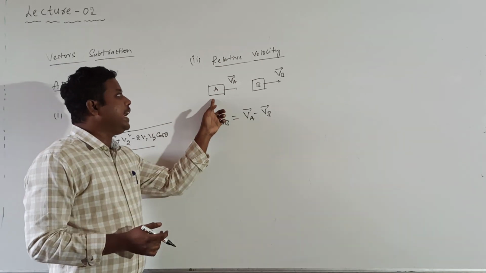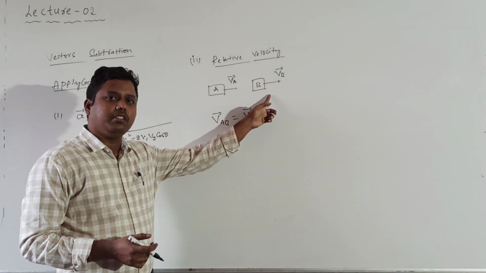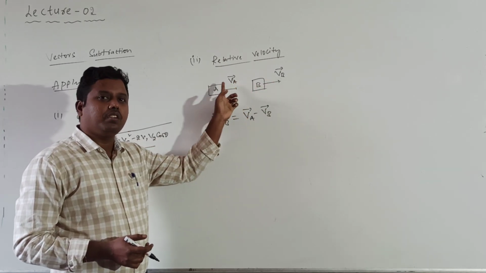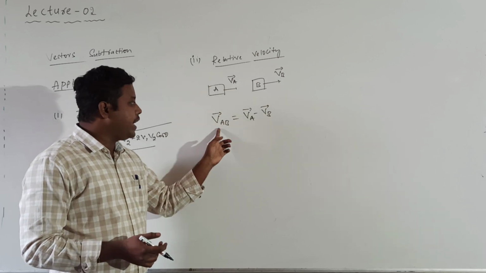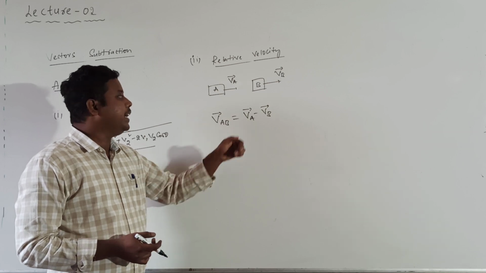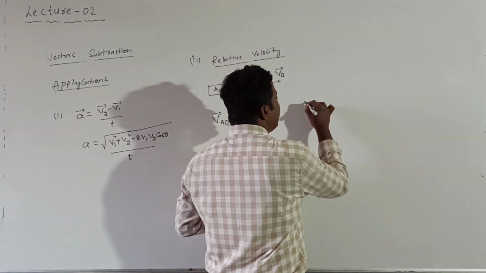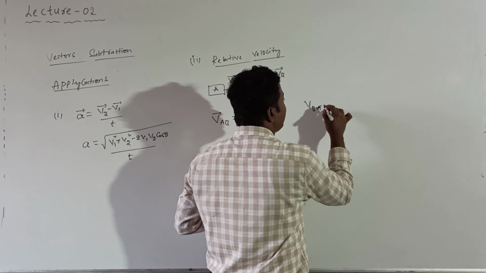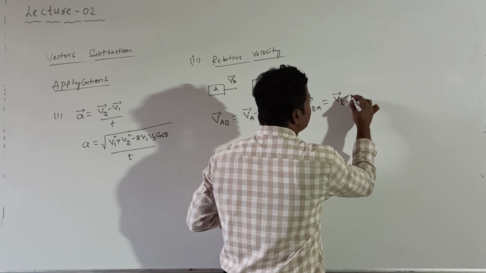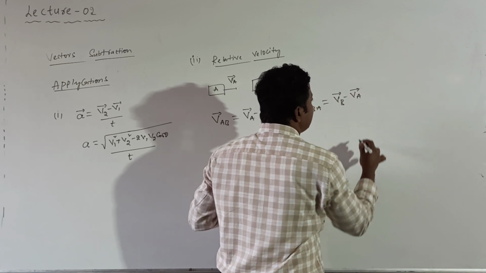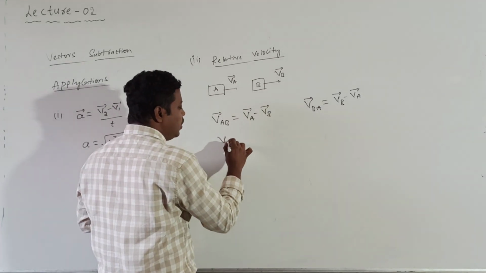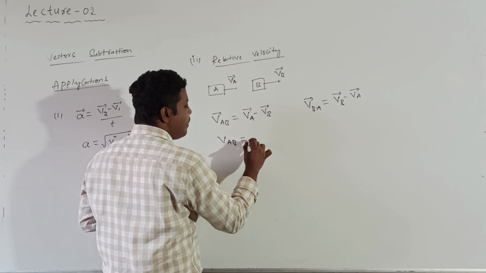For example, A and B both are going in the same direction. Then the angle between VA bar and VB bar, theta, will become 0. Whenever theta becomes 0, the VAB value will become VA minus VB. Understood? Similarly, the relative velocity of B with respect to A, represented by VBA bar, is equal to VB bar minus VA bar. This is the relative velocity of B with respect to A.